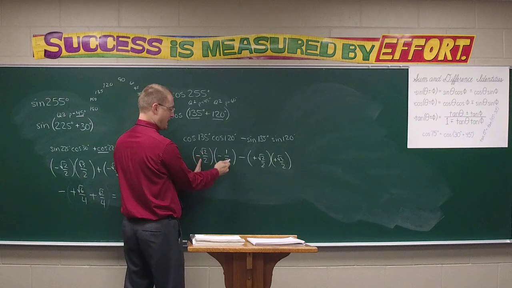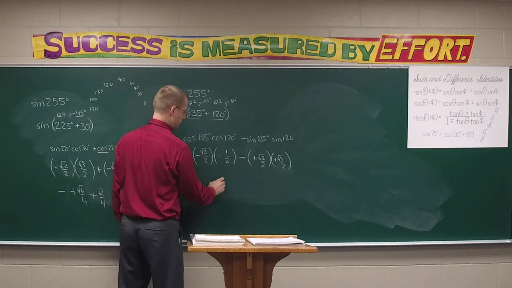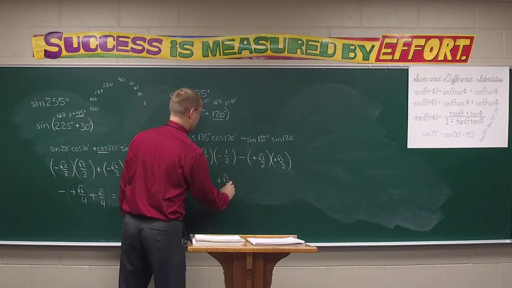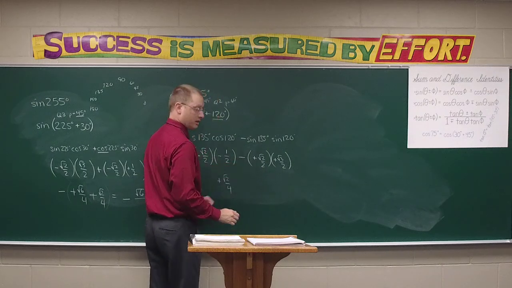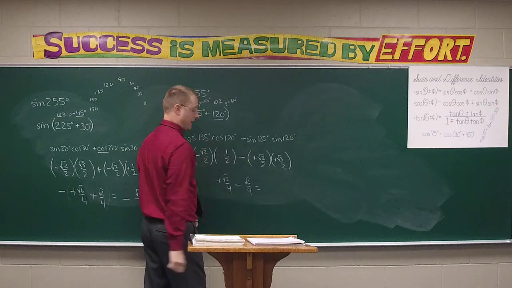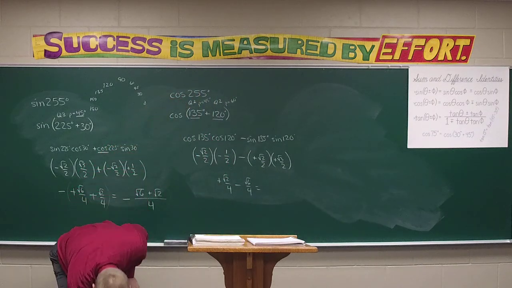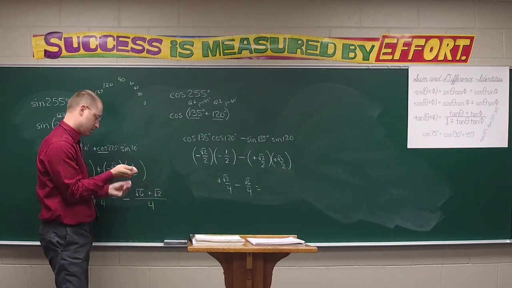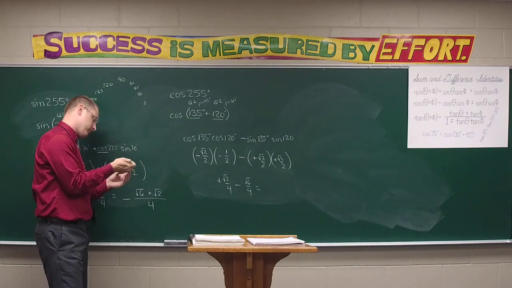Negative square root of 2 times negative a half is positive square root of 2 over 4. Negative, positive, positive: negative square root of 6 over 4. What did I simplify it to? Careful. Can you subtract square root of 2 minus square root of 6?